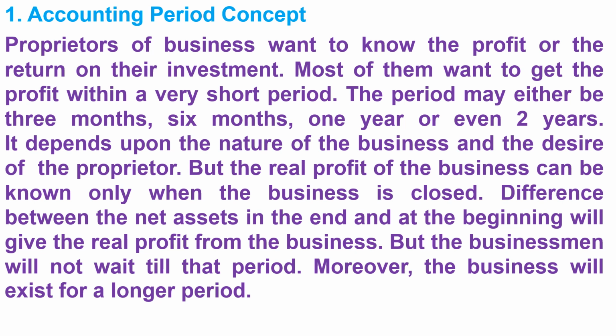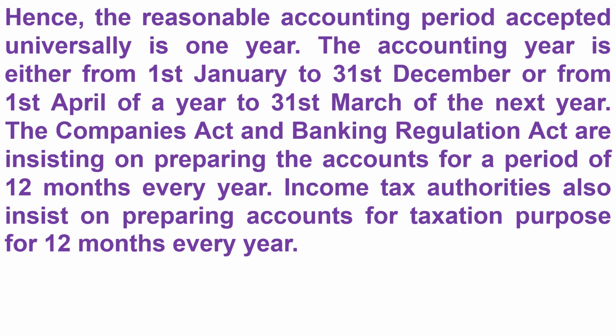But the businessmen will not wait till that period. Moreover, the business will exist for a longer period. Hence, the reasonable accounting period accepted universally is 1 year. The accounting year is either from the 1st of January to the 31st of December, or from the 1st of April of a year to the 31st of March of the next year. The Companies Act and Banking Regulation Act insist on preparing the accounts for a period of 12 months every year. Income tax authorities also insist on preparing accounts for taxation purposes for 12 months every year.